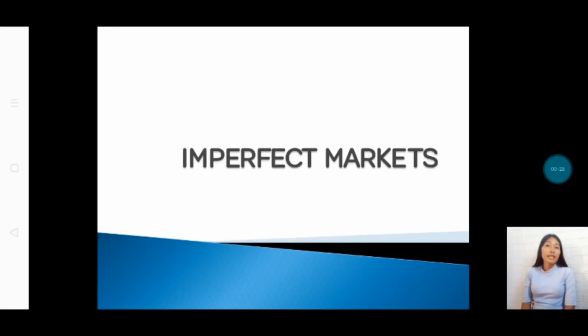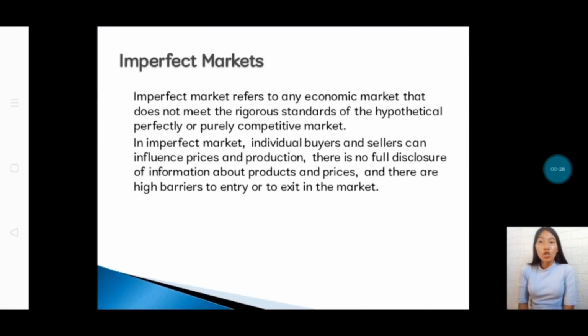I will discuss what imperfect markets are. So, imperfect markets refers to any economic market that does not meet the rigorous standards of the hypothetical perfectly or purely competitive market.